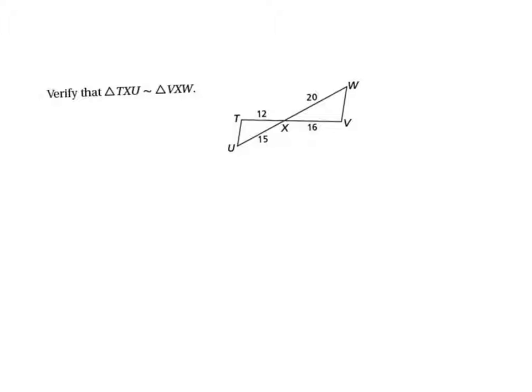So in this example, we don't have parallel lines given to us, but we do have vertical angles. Remember, vertical angles are across from each other, and they're congruent by the vertical angle theorem. So we need to verify that TXU is similar to VXW. So they're saying that this side TX, let me highlight that for you, TX, according to the similarity statement, should be proportional to VX. And VX is right here. So 12 should be over 16.